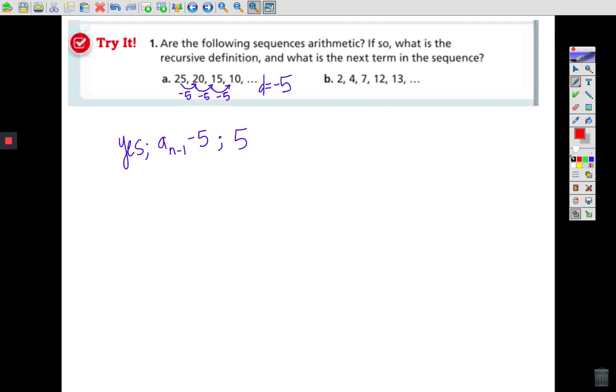All right, our next sequence, we've got 2, 4, 7, 12, and 13. How do I go from 2 to 4? Add 2. Am I adding 2 to go from 4 to 7? No, that's plus 3. The next one would be plus 5 and then plus 1. So is this an arithmetic sequence? No. It is not arithmetic.